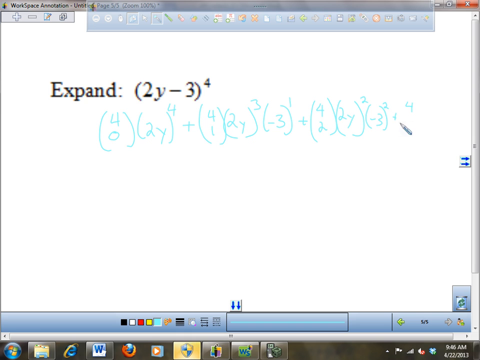Plus 4 combination 3 times 2y raised to the 1st times negative 3 to the 3rd, plus 4 combination 4 times 2y raised to the 0, which is just 1, so I'm not even going to put that there, times negative 3 to the 4th. And then you can simplify that. But don't forget that you have to raise the 2 to the 4th power and the y to the 4th power. And here you're going to be raising the 2 to the 3rd power, y to the 3rd power, and so on.